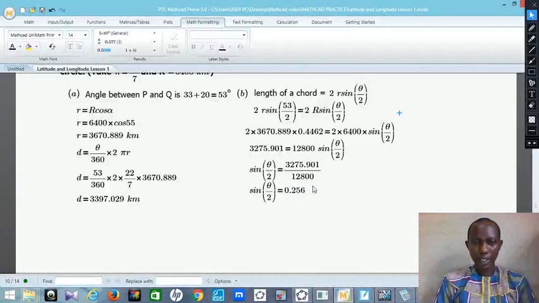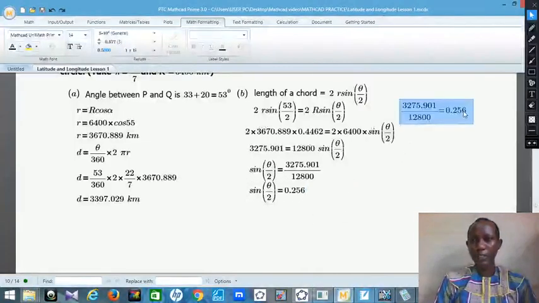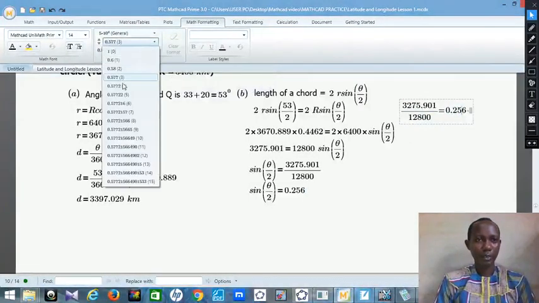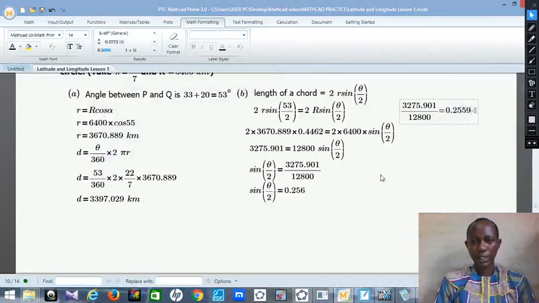Okay, let me leave this answer. 3 decimal is okay, or let me leave the answer to 4 decimal places. Let's leave it to 4 decimal places. Okay, that is 0.2559.